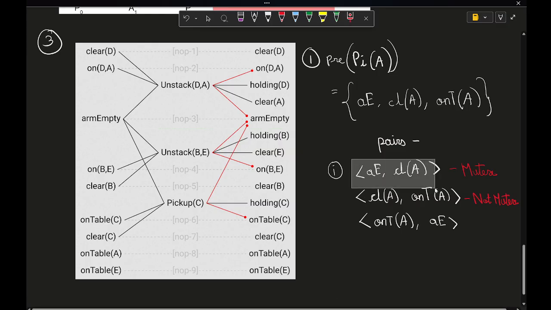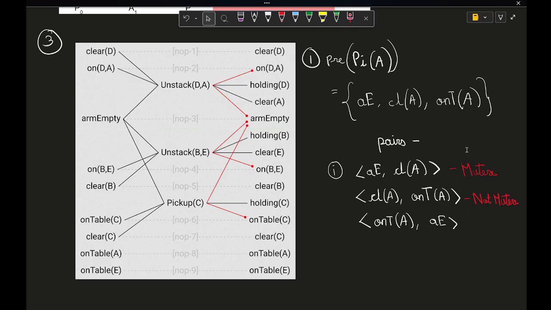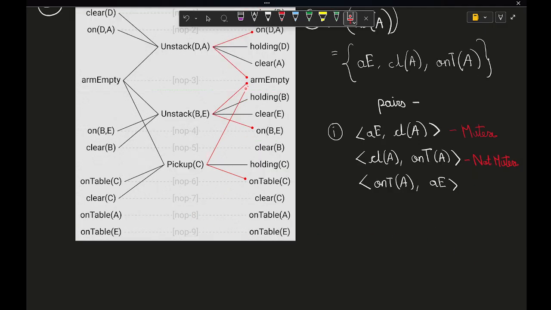Let's take the pickup C action now. Because we know that these two propositions are mutex, we can discard it. That's what you're saying? Yes, because all pairs should be non-mutex to be applicable. Okay, now that makes sense. So that's why I compared the first two pairs and found them mutex. That's enough of a reason to discard this; it is not an applicable action. Okay, let's then do it fresh for the pickup C.